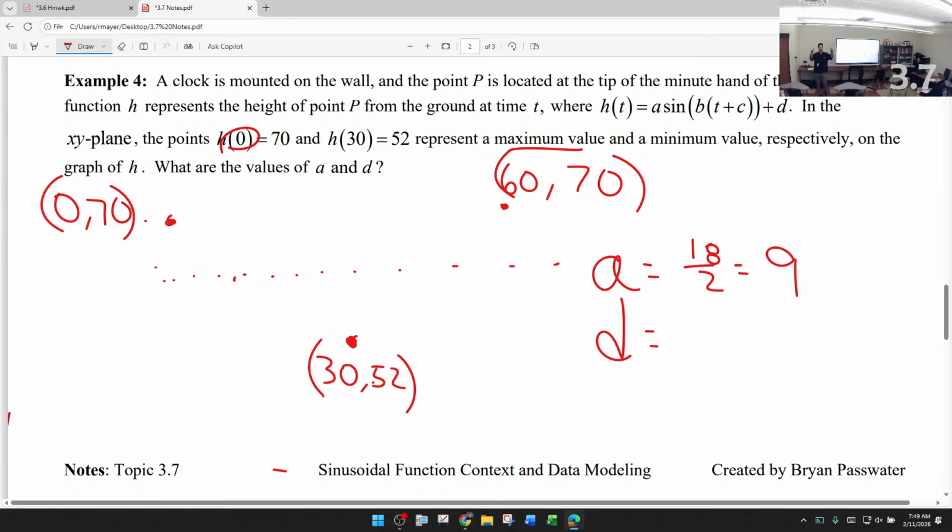D is that vertical shift, how this graph is moved up or down. And if the max is 70 and the min is 52, then it has to be 9 between that, which puts me at what, 61? Up 61 units. So D must be 61. And if you want to do 52 plus 9, or 70 minus 9, or you don't have to do anything, whatever you've got to do to remember that D is at the midline, and that midline is halfway between the max and the min.